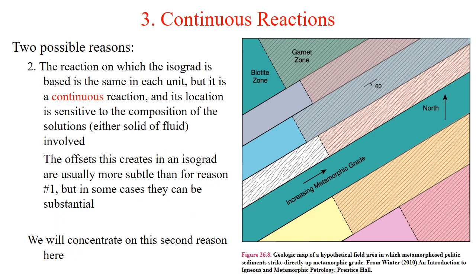The second option is that the reaction on which the isograd is based is the same in each unit, but is a continuous reaction, and its location is sensitive to the composition of the solutions, whether solid or fluid, that are involved. The offset this creates in an isograd is usually more subtle than for reason one, but in some cases it can be substantial. We will concentrate on the second reason here for most of our discussion.